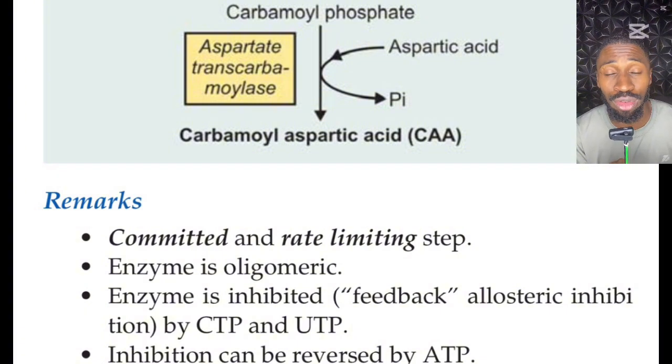with carbamoyl phosphate, you get carbamoyl aspartate. And what is the enzyme catalyzing it? Aspartate transcarbamoylase. Are you getting me? What we call it is an oligomeric enzyme, and it's inhibited by CTP and UTP, cytidine triphosphate and uridine triphosphate. Don't forget it.